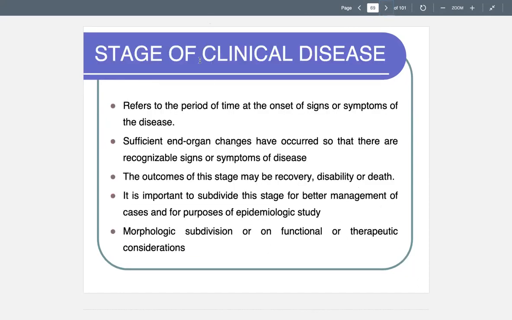Okay. And then class, after the subclinical stage is yung stage ng clinical disease. Then dito, nandoon na yung onset ng signs and symptoms, no? Stage of clinical disease refers to the period of time at the onset. Meron ng signs and symptoms na lumabas. Sufficient end organ changes have occurred so that there are recognizable signs or symptoms of disease. The outcomes of this stage may be recovery, disability, or death.